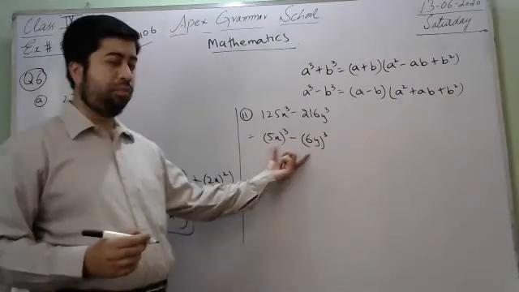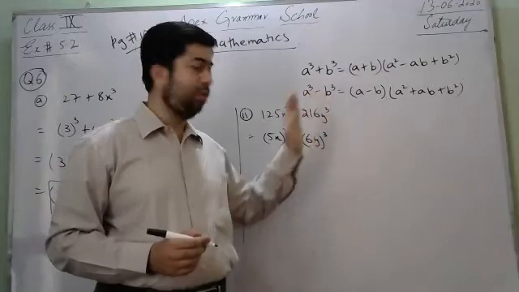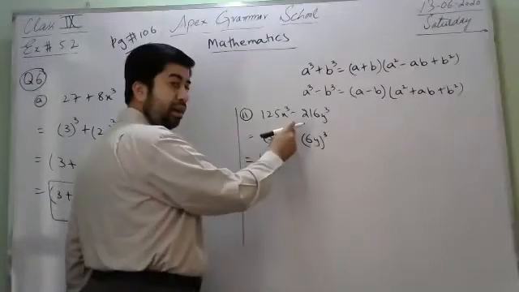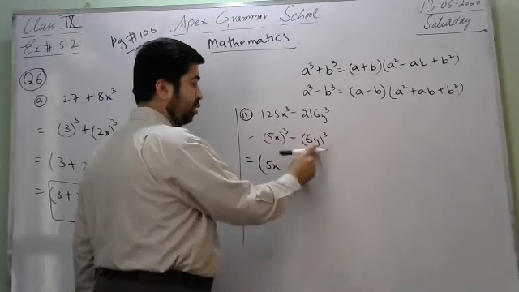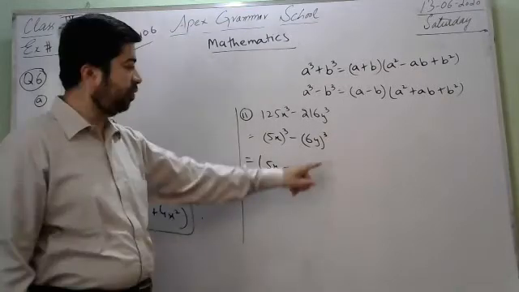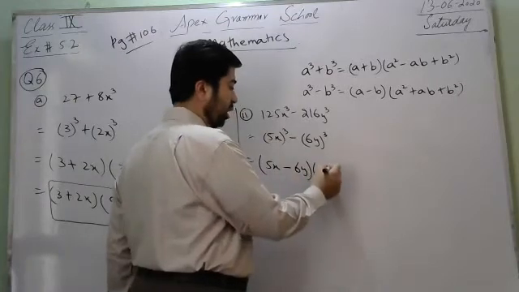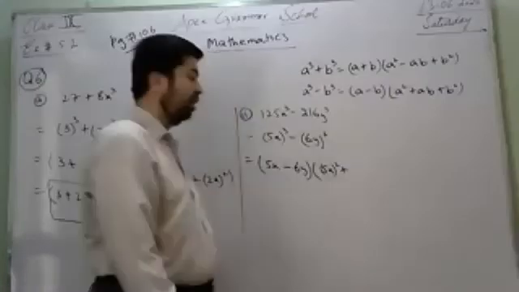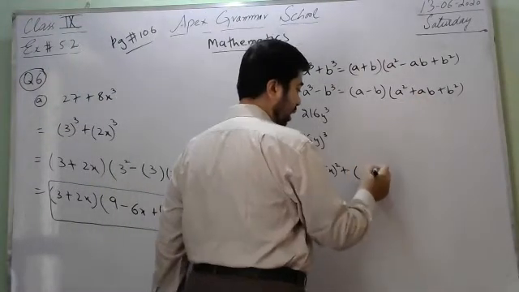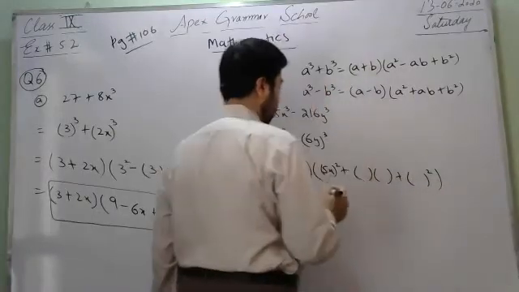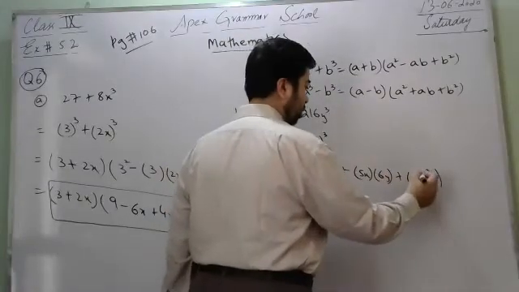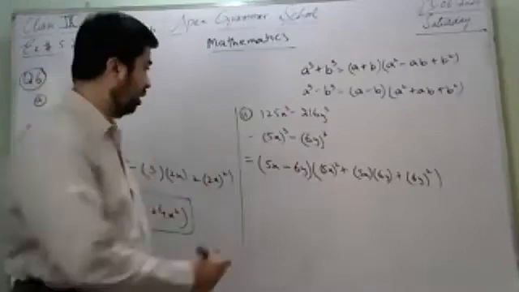Now this will be of the formula type a cube minus b cube. Now see that and open it. It is 5x, under this cube, this is a, and under this cube, this is b. So a minus b, where the value of b is 6y. After that, a square, which is 5x whole square, plus ab, that is 5x into 6y, and then plus b square, 6y whole square. Now just simplify it and that will be the answer.